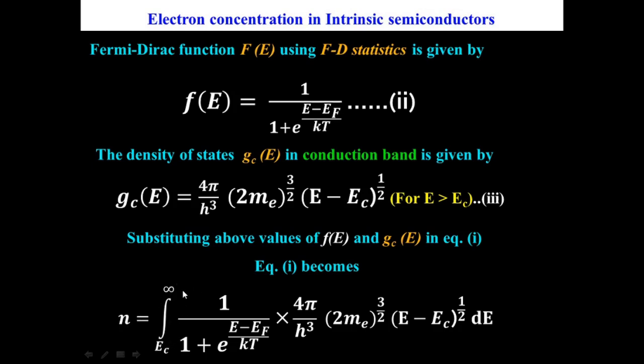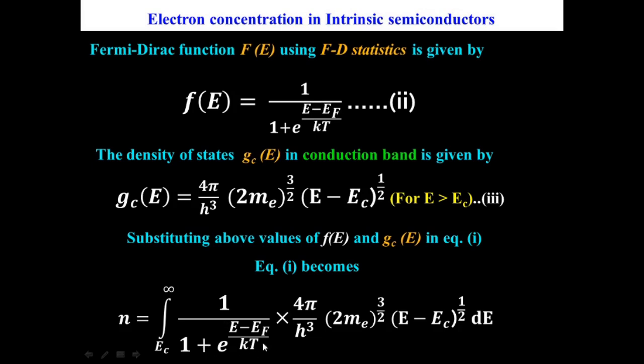Why infinity? Because EC is the lower level of the conduction band and there are infinite energy levels above EC, hence we set the limit of the integral from EC to infinity, of 1 upon 1 plus exponential of (E minus EF) by kT, into 4 pi over h cubed, (2 me) to the power 3 by 2, (E minus EC) to the power half. So after putting this into equation number 1, the integral becomes like this.